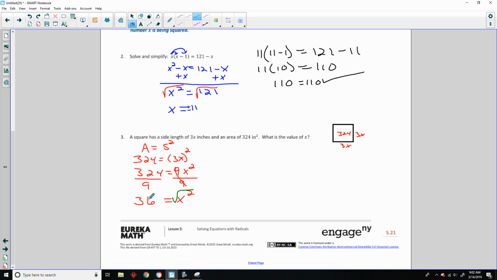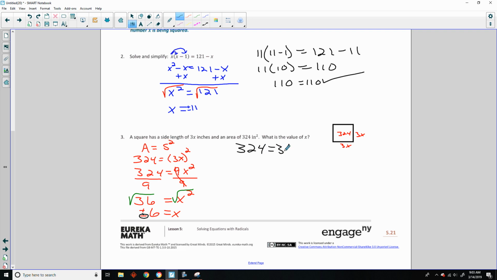The square root of x squared is x. The square root of 36 is 6, positive or negative. And I'm only going to check the positive one because distance cannot be negative, so I would ignore the negative anyway, because that's called an extraneous solution when it does not make sense in the context of the problem. Now I'm going to solve.